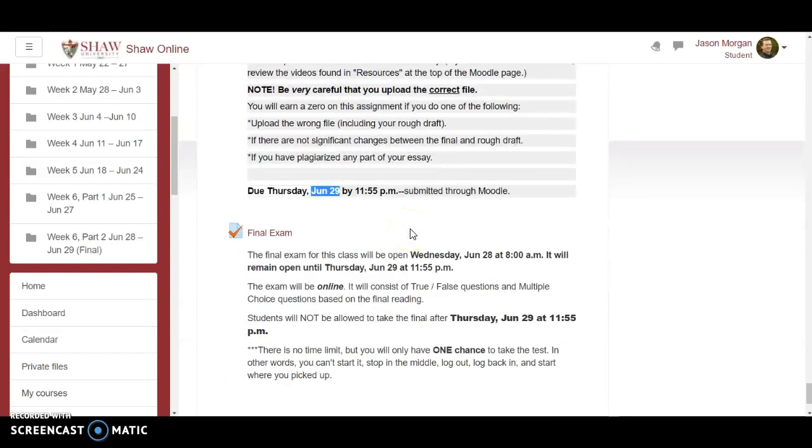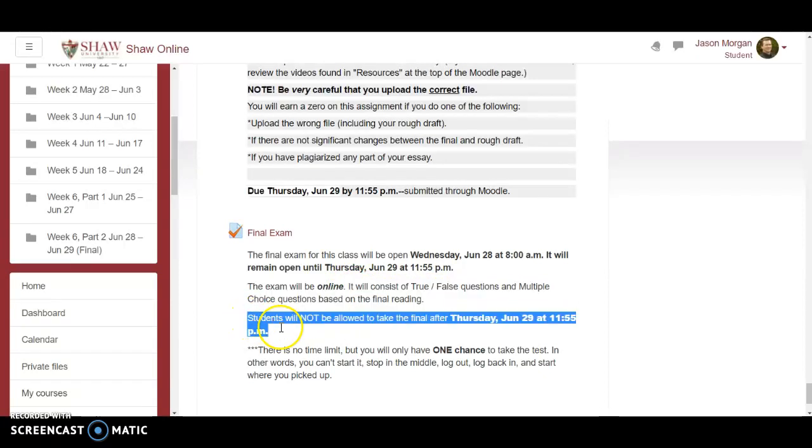And then you have the final exam. It opens Wednesday morning, June 28th, at 8 a.m., so you can't take it until after 8 a.m. on Wednesday, June 28th. Then you have all the way until Thursday night, June 29th. That's two full days where you can take it. The exam will be online, and it consists of true-false and multiple-choice questions based on the final reading, including the definitions and understandings of the words in the vocabulary test.